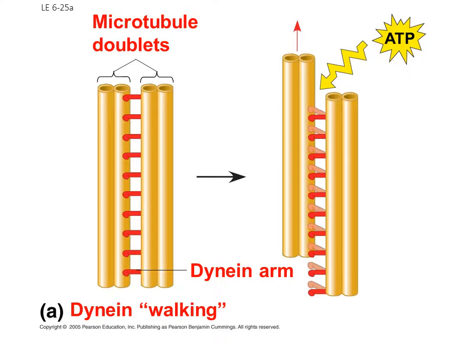This image shows it in better clarity. You see the doublet and you see the dynein arm that attaches to the opposite doublet. This dynein is going to move, therefore moving the doublet either up or down. This is going to create a bending motion for the flagella or cilia.